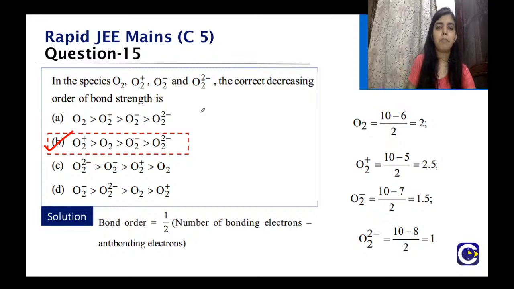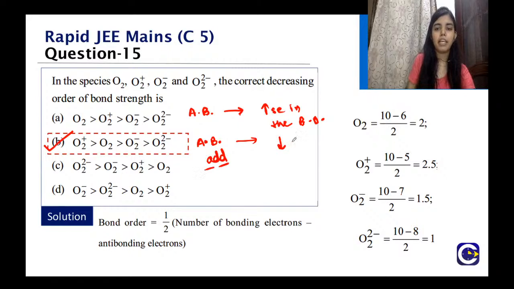Basically, you can also remember the trick that if you remove electrons from the anti-bonding orbital, there is an increase in the bond order. While if you add electrons to the anti-bonding orbital, there is a decrease in bond order. I hope it is clear.